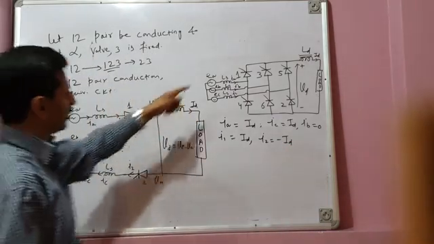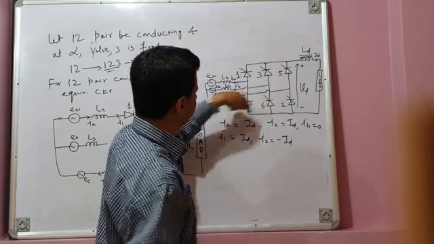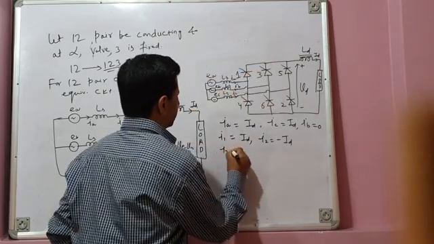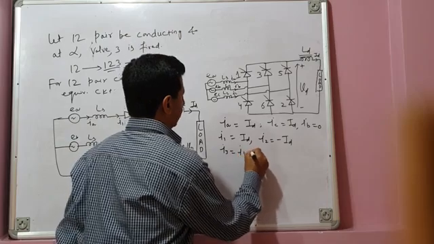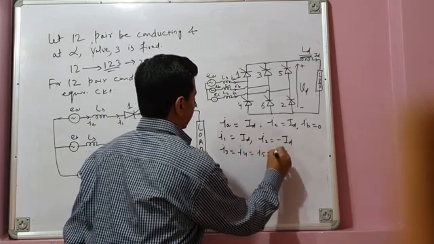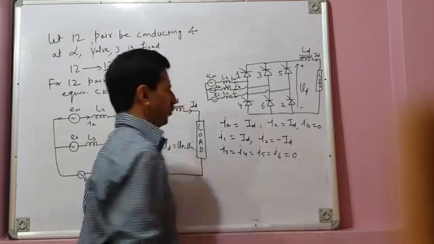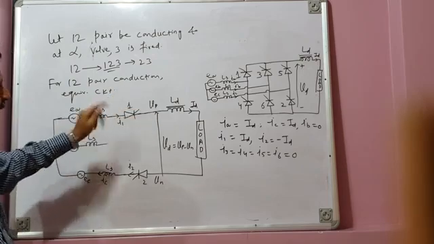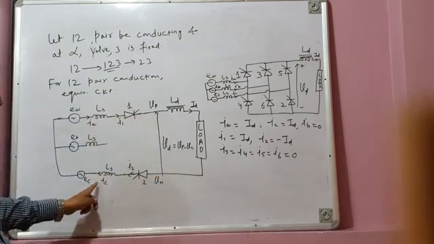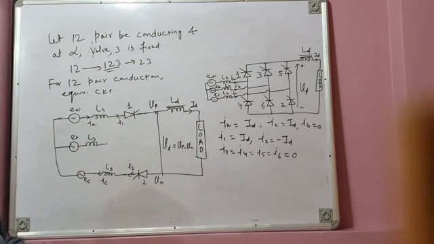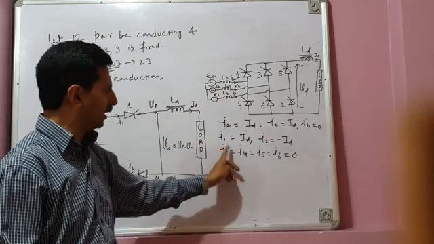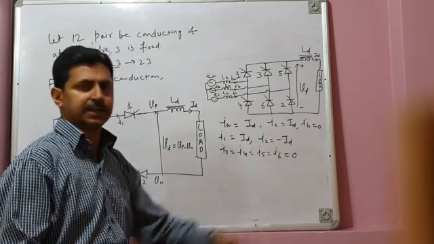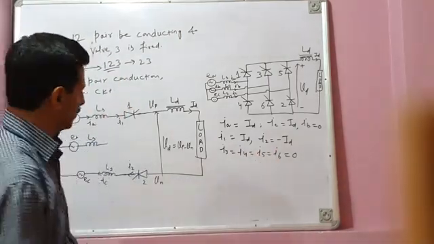What about other valves? 1 and 2 are conducting. What about 3, 5, 4, and 6? So I3 is equal to I4 is equal to I5 is equal to I6. All other valve currents are 0 because only 2 valves are conducting. One upper valve, valve 1, conducts the current ID, and the lower valve conducts the current minus ID. All other valves are off, so I3, I4, I5, I6, all these valve currents are equal to 0.